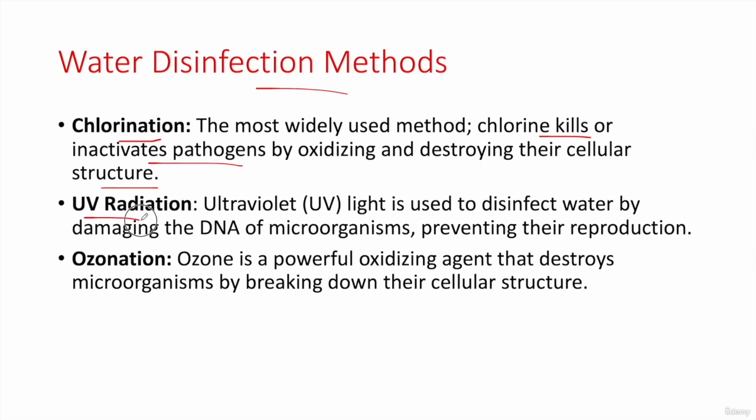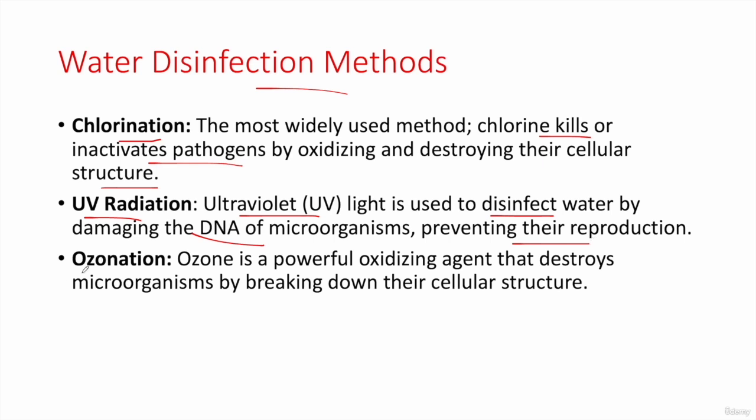We have UV radiation. When using UV, we don't need chemicals. After all, chlorine is a chemical. UV radiation does not involve any chemical. Ultraviolet is actually a light, so the water will pass through a bulb, a light, and this light will disinfect the water by damaging the DNA of the microorganisms, and this will prevent their reproduction. So actually, we will be inactivating these microorganisms.